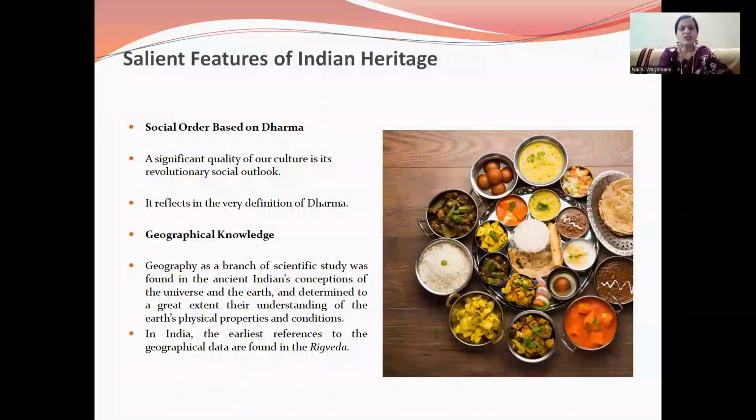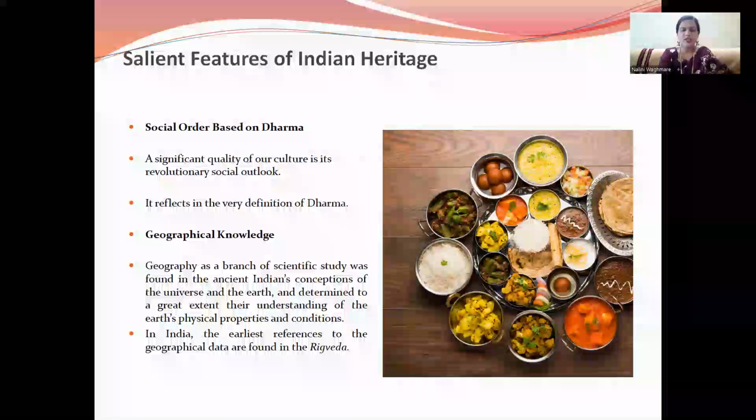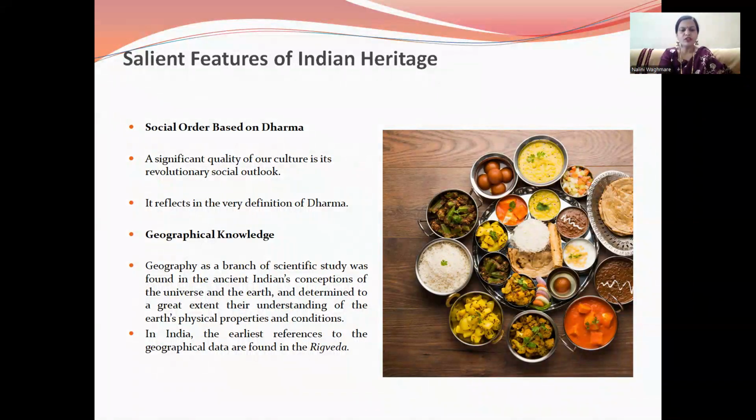Then social order based on dharma. A significant quality of our culture is its revolutionary social outlook. It is reflected in the very definition of dharma. The geographical knowledge is also included in Indian culture. In India, the earliest references to geographical data are found in the Rig Veda also.